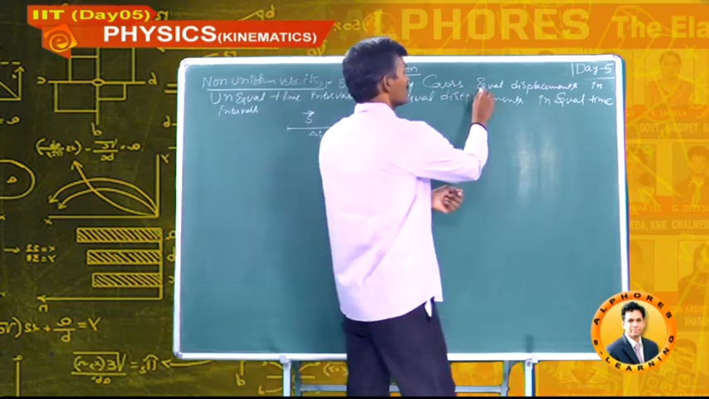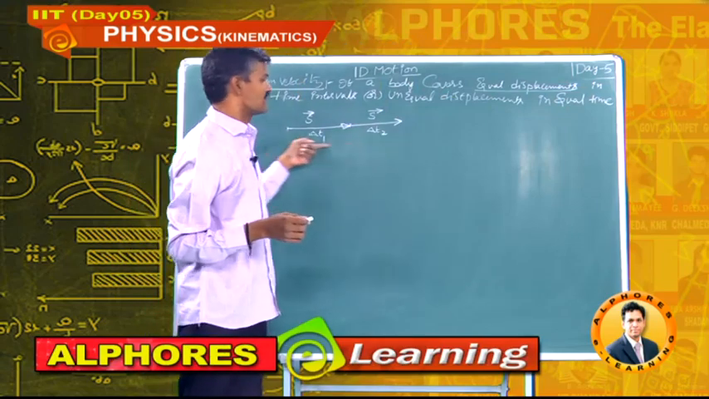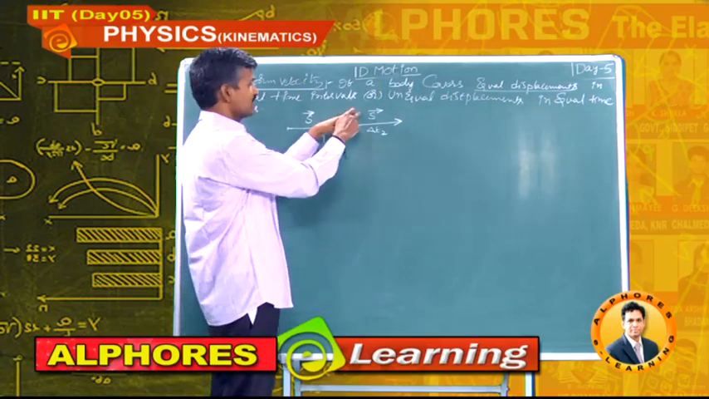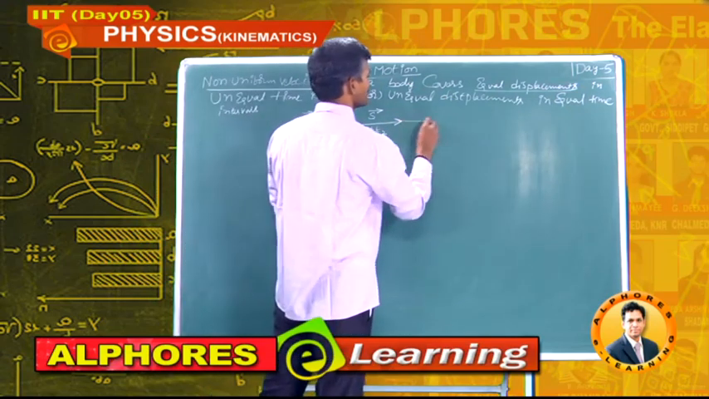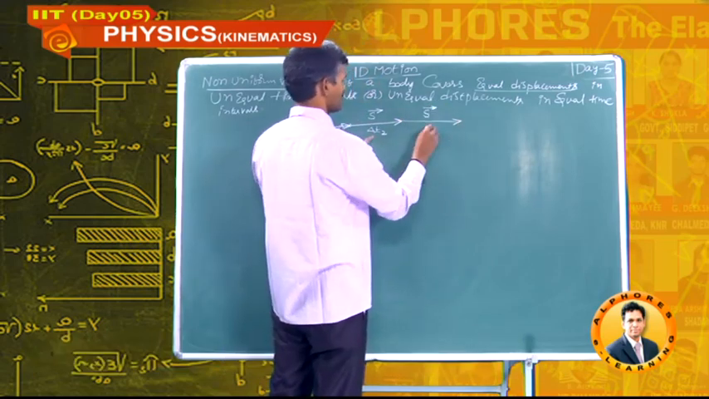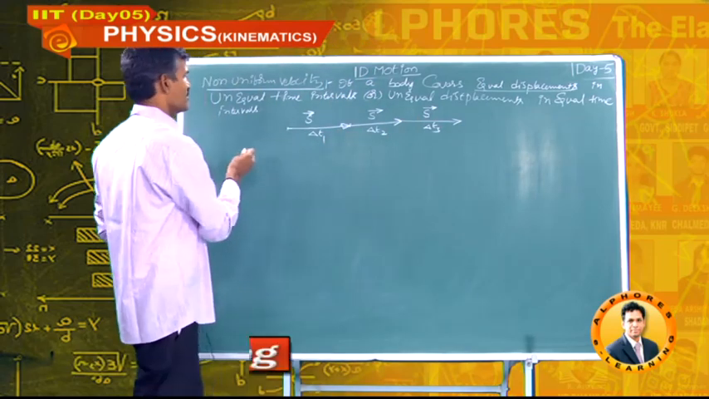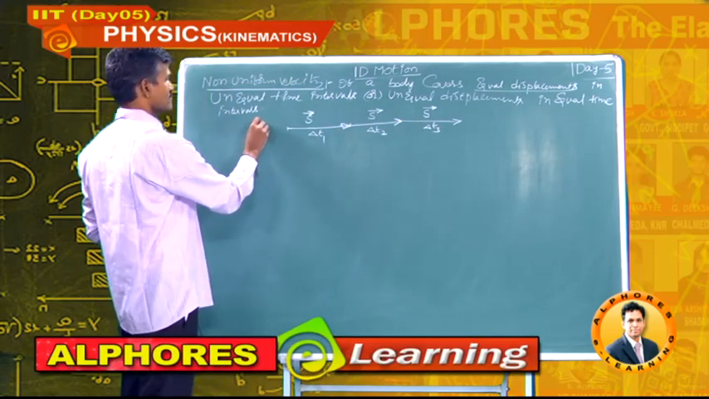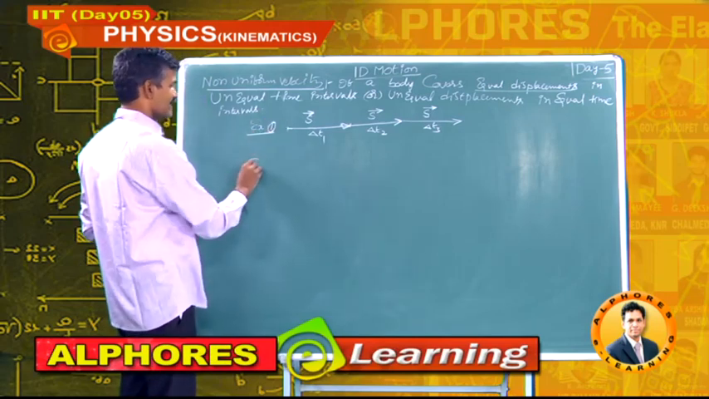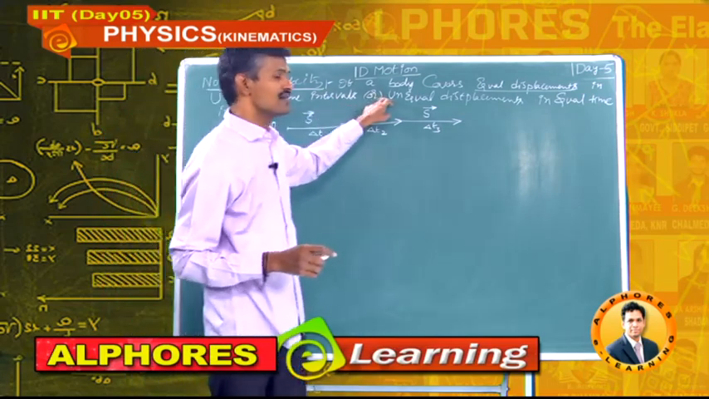From this we can draw a diagram like this. S bar in delta t1 time, S bar in delta t2 time. Similarly, S bar with the same magnitude and the same direction, but the time intervals are different. Then the body is said to be in non-uniform velocity. So, I am calling this example 1. Next, our example 2. What is the second definition?